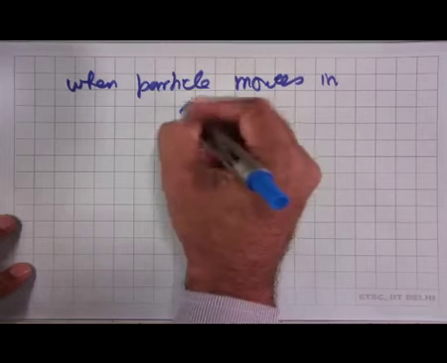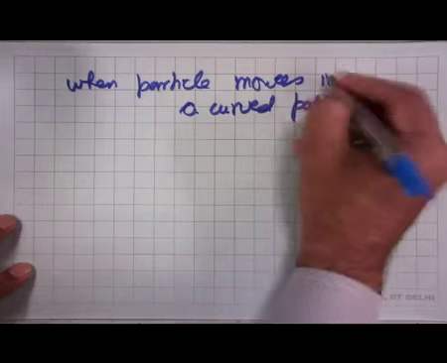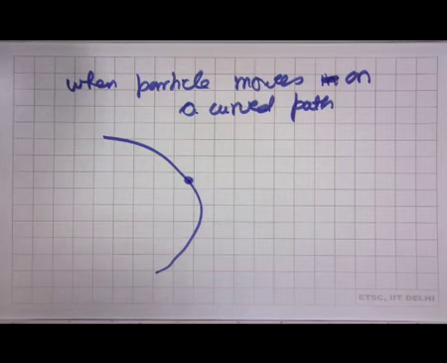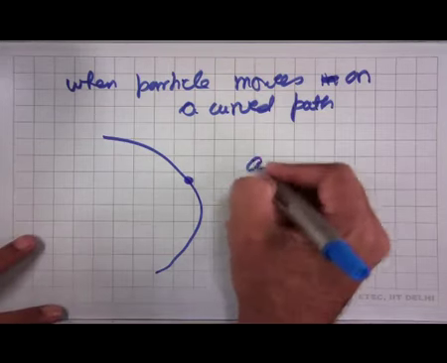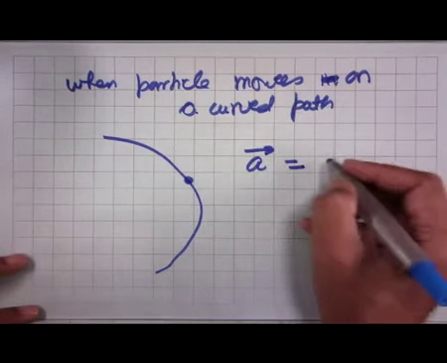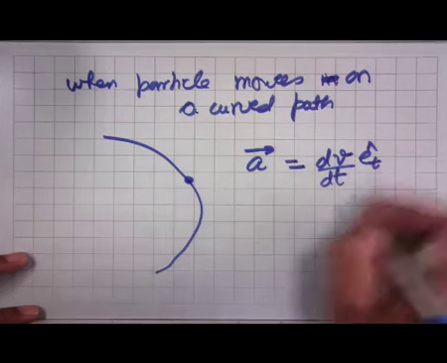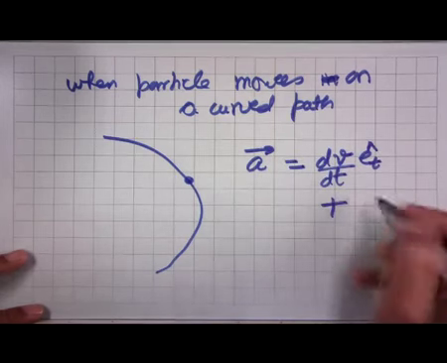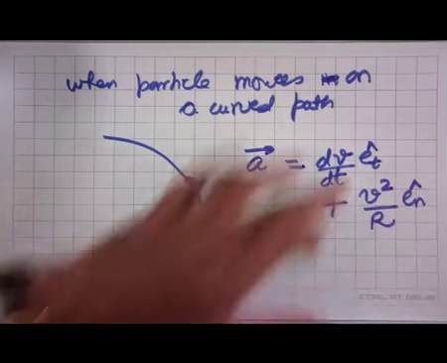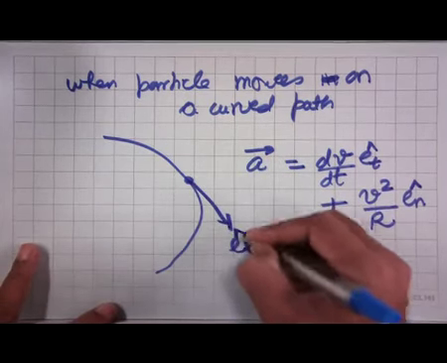Now, this changes, as we have seen before, when the particle moves in a curved path. In that case, what we find is when the particle is moving along the curved path, acceleration has got two components, and we can write it as equal to... I will just explain these two unit vectors. Et is the direction which is tangent to the path.